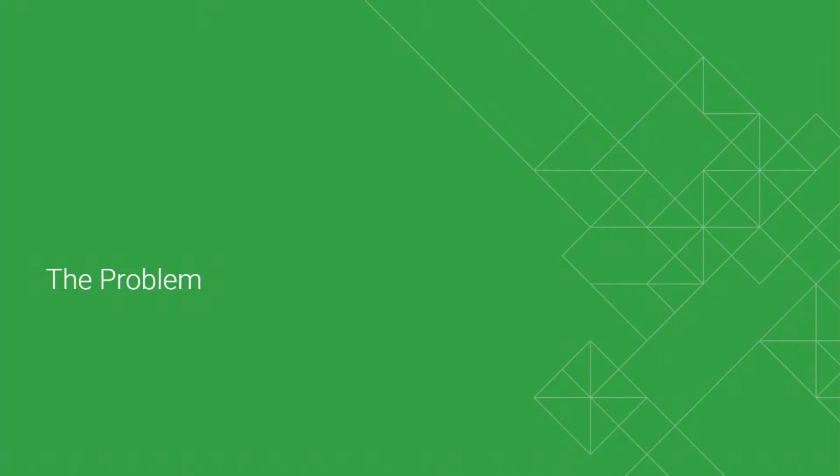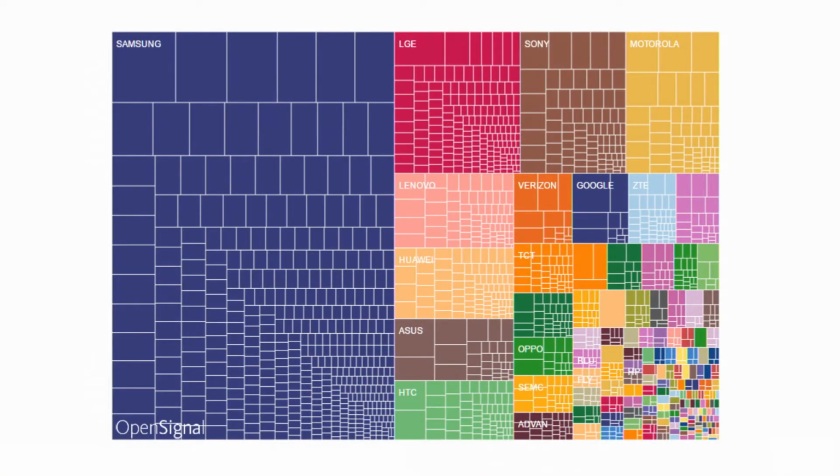So, what seems to be the problem? This illustration shows the Android device fragmentation from an open-source application called OpenSignal. Each box represents a different device, organized by brand. The size of the box indicates the market share of the devices, and as you can see, no single Android device has a dominant market share. Some manufacturers have a significant market share only because of the dozens of devices they offer.